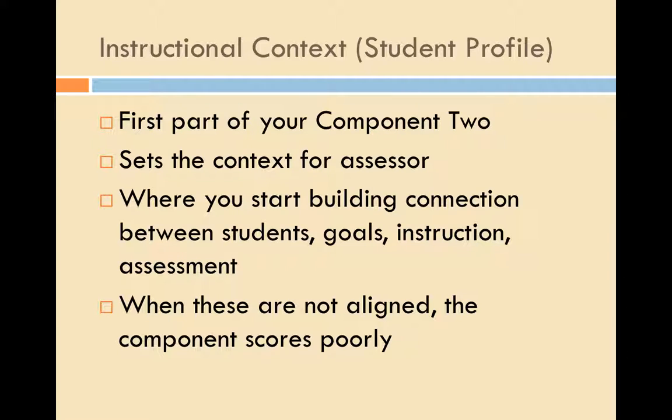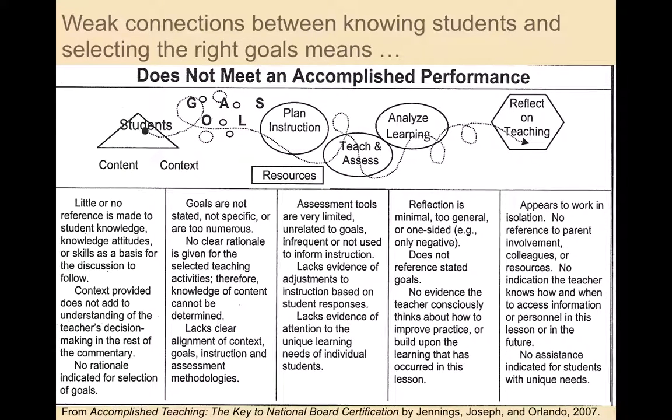The instructional context is also where you start to build the connections between the students, the goals, your instruction, and your assessment. And when they're not aligned, you don't score well. And this diagram, I really like it because it really helps to create a visual of what happens when there are weak connections or a misalignment. So I'm not going to read this document, but I urge you to come back to this and look at this carefully. There's a lot of great information in here.